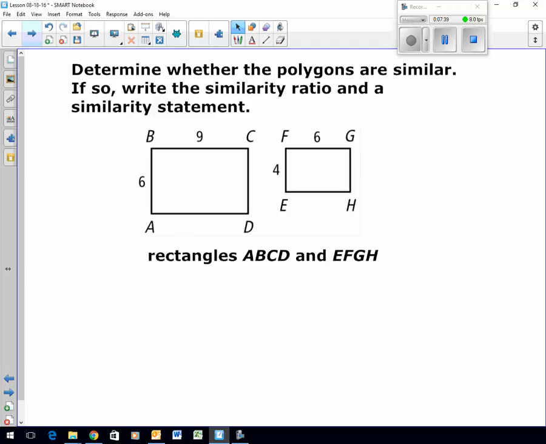Next we get to this. Last big word. Determine whether the polygons are similar. What am I trying to do here? Very good. Not a trick question. I just want to make sure we read directions in here. Do we read directions? We read directions. All right. If so, I'm going to write the similarity ratio. What's the similarity ratio?